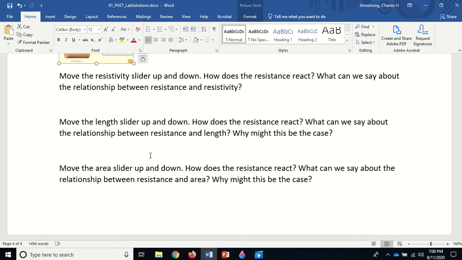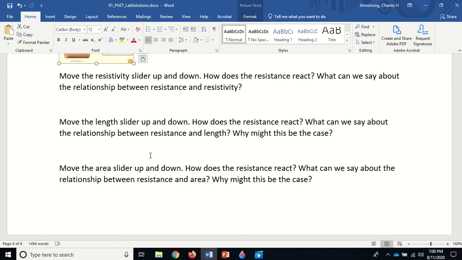Move the area slider up and down. How does the resistance react? Well, if you make the area bigger, the resistance goes down. They're inversely related. What can you say about the relationship between the resistance and area? That they're inversely related. Greater area means smaller resistance, smaller area means greater resistance.